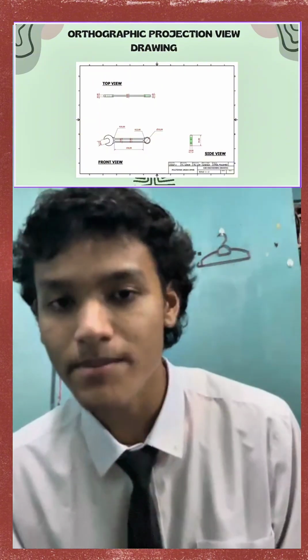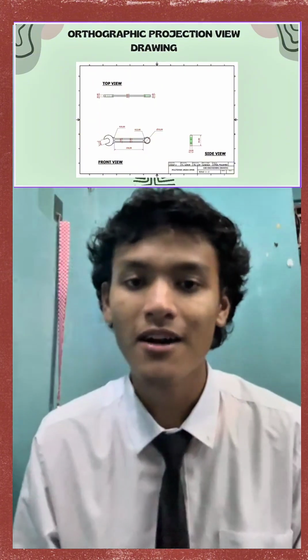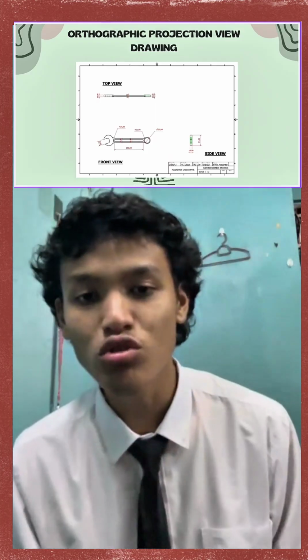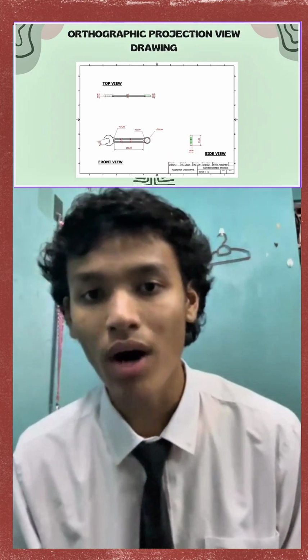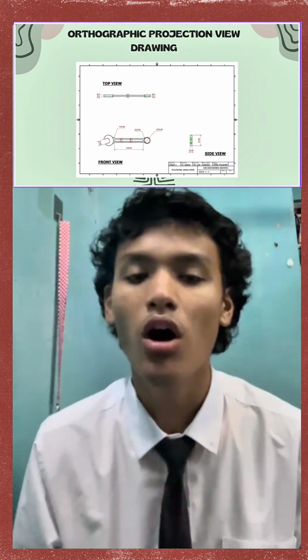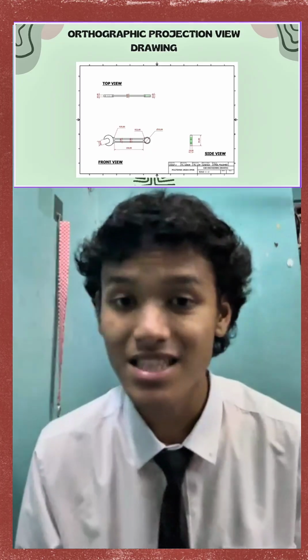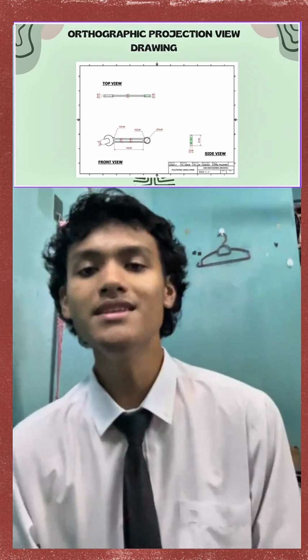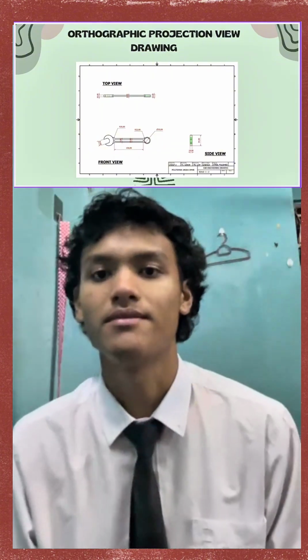The orthographic projection consists of three main views. First of all, the front view shows the true shape of the wrench. Second, the top view displays the width, length, and the curvature of the body. And lastly, the side view shows the thickness of the wrench. These 2D views represent the object in a true measurable way.